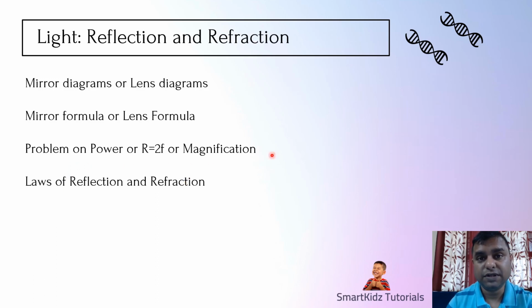And do not forget the unit of power. That is important. It comes in 1D, 2D, 3D. Don't write meters, centimeters over there. You'll get it wrong. Magnification formula you should know, minus V upon U. It can also come linked to the mirror formula or lens formula. You should know laws of reflection or refraction.